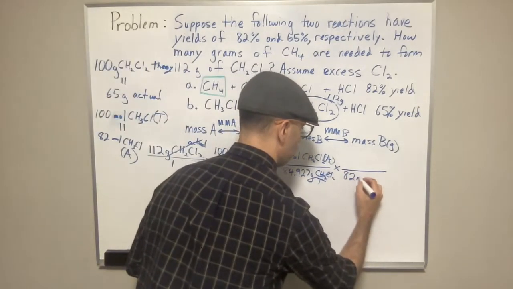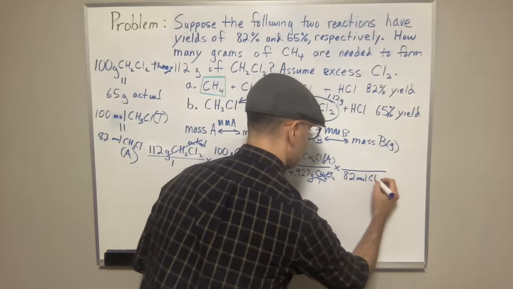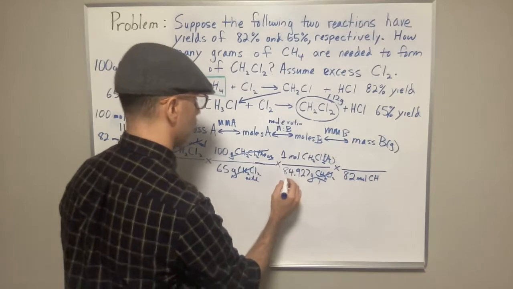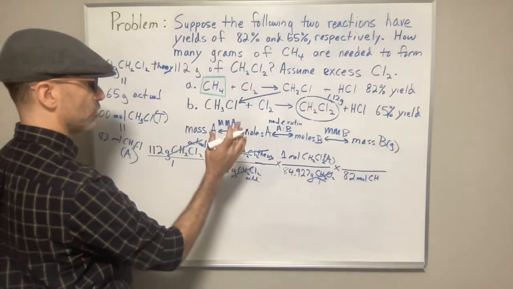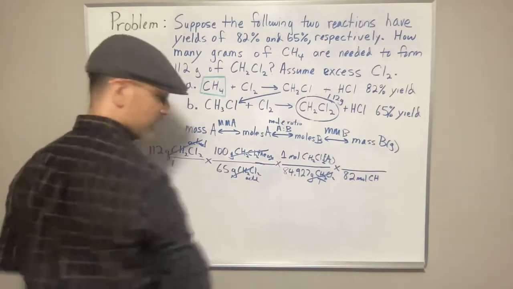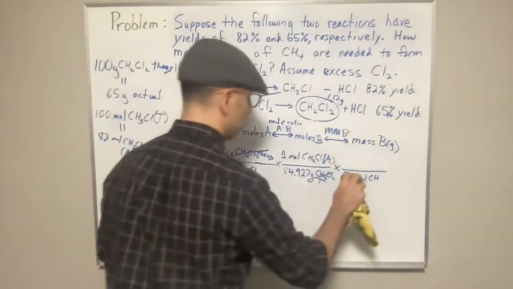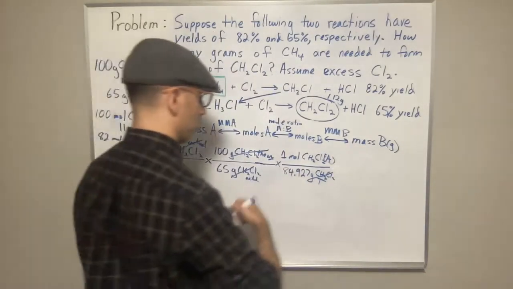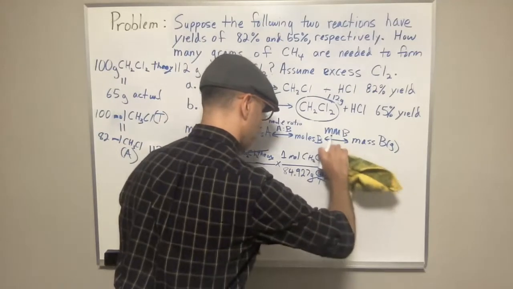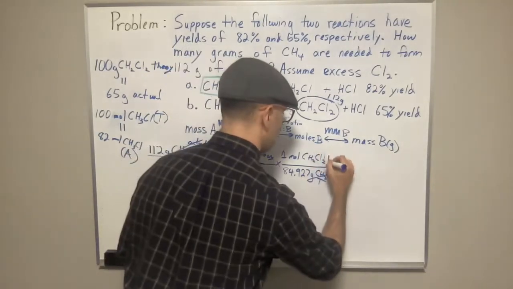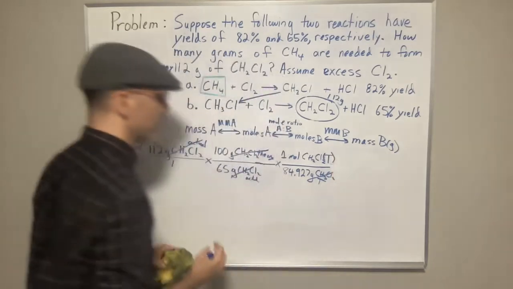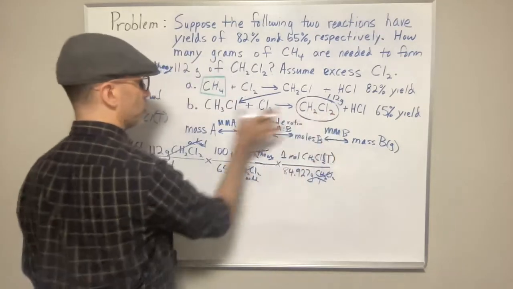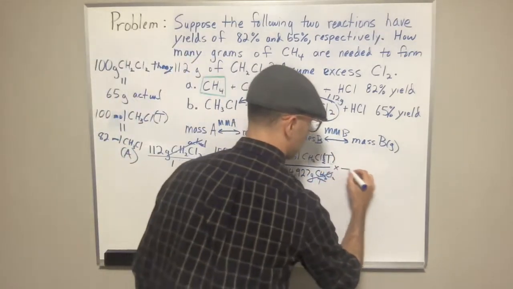So 82 moles of CH... oops, that should be CH2Cl2. Oops, I forgot a step. I jumped too far ahead. So here, I'll make this theoretical again. So I need to go from this to this. That's going to be a 1-to-1 relationship. I forgot that step.